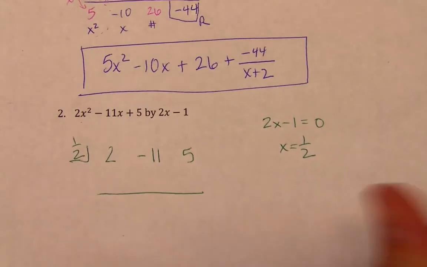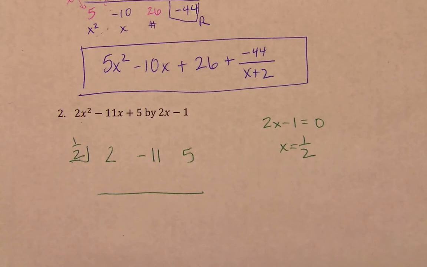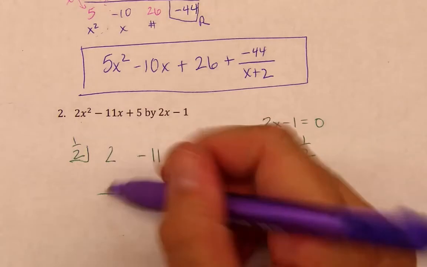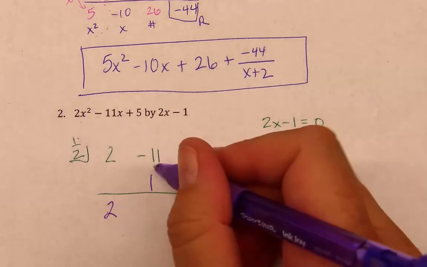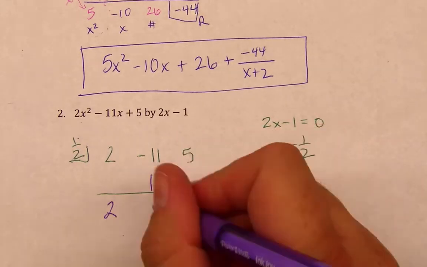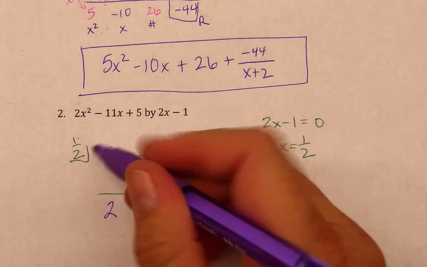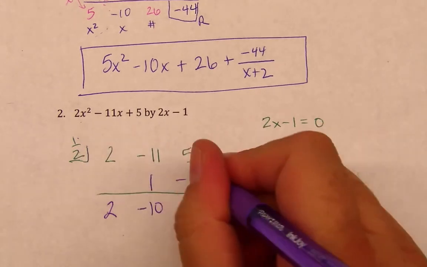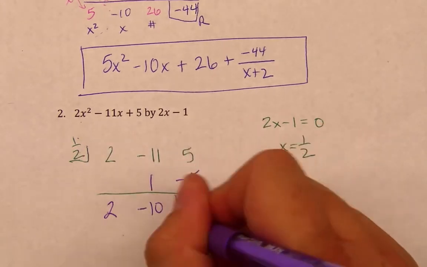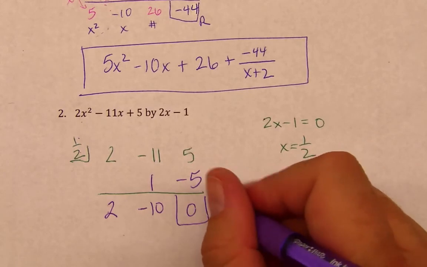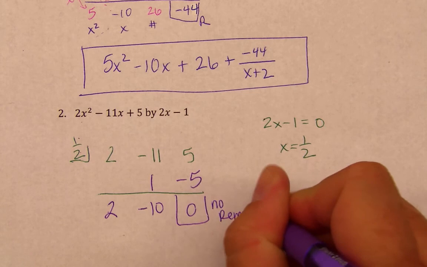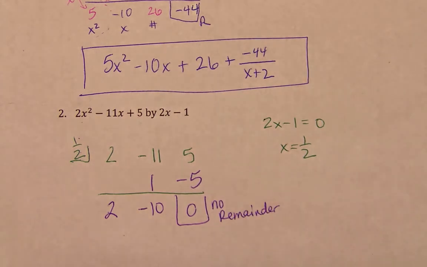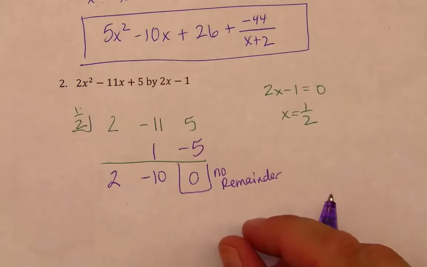And a lot of times people get nervous when we start to see fractions here, but it's not going to be too bad. We bring down the 2. 1/2 times 2 is 1. And now we have negative 11 plus 1 is negative 10. 1/2 times negative 10 is negative 5. And 0. What that means is that this divided evenly. Okay, so that means this was a factor.